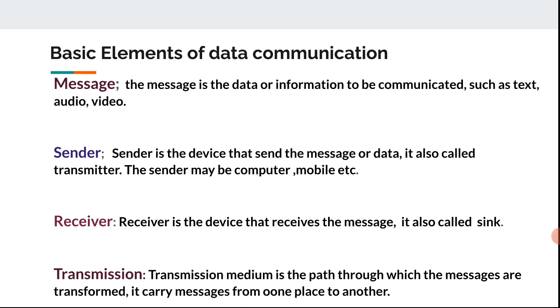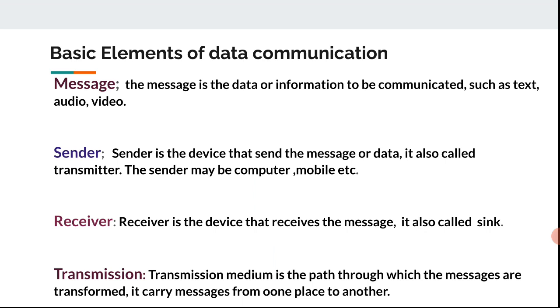We have the basic elements of data communication. We have the message. The message is the data or information to be communicated, such as text, audio or video. When we deliver, we are just transferring the message to others. We have the sender, which sends the data. When I want to send data to Bob, I am the sender for this data communication. We have the receiver.